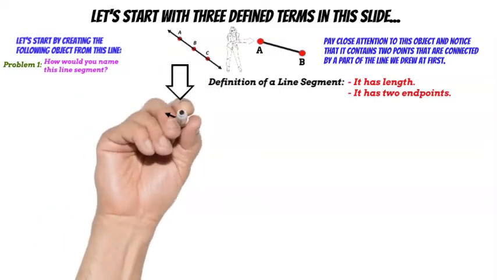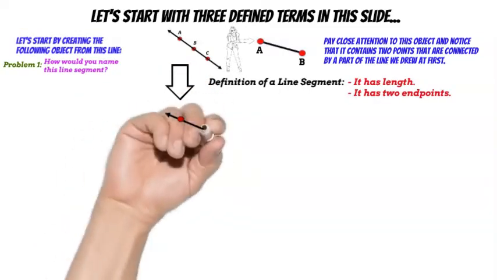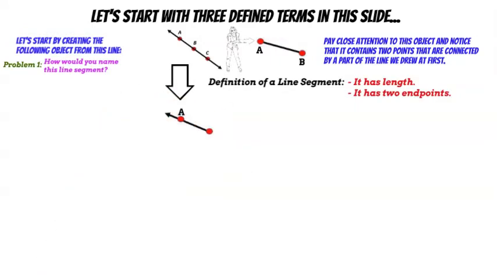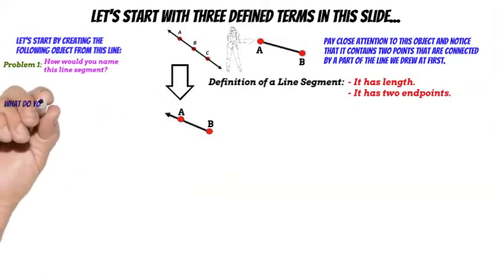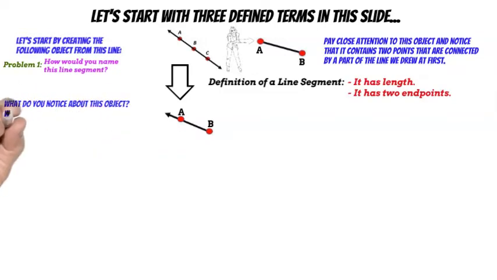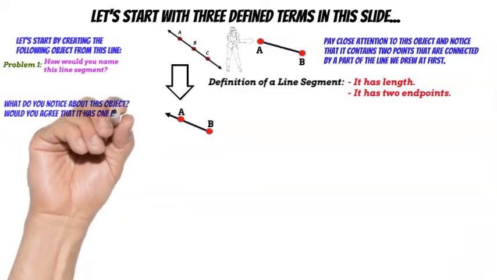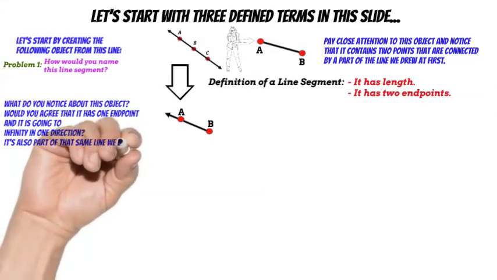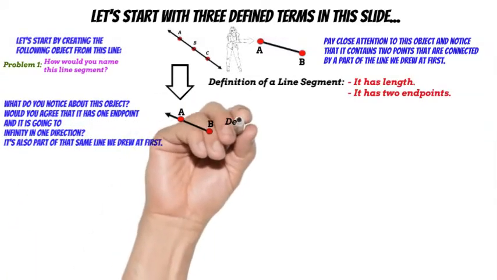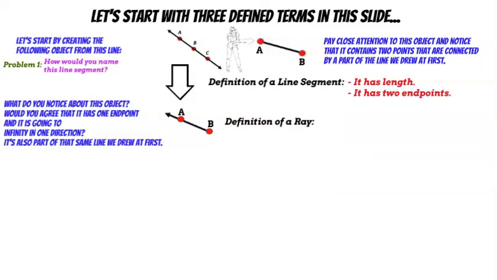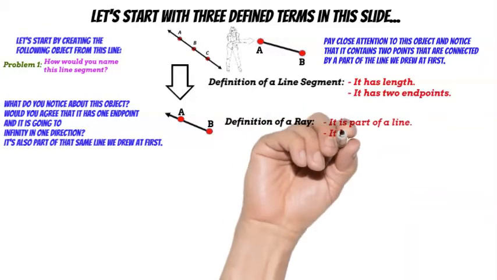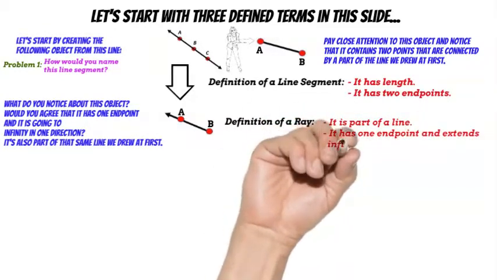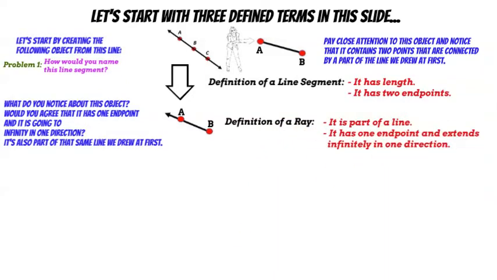Let's continue on to the next defined term using that same line. What do you notice about this new object? Will you agree that it has 1 endpoint and that it is going to infinity in the opposite direction of the endpoint? This new object is called a ray. And the definition of a ray is that it is a part of a line and it has 1 endpoint and it extends infinitely in one direction. Problem number 2, how would you name this ray?